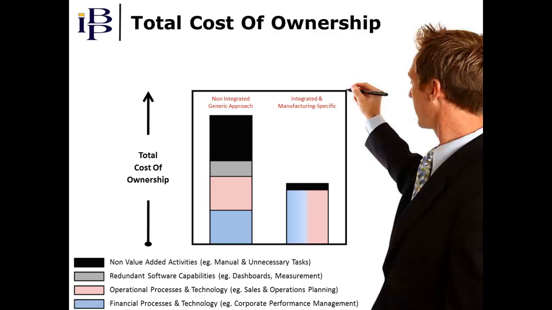Where integrated and manufacturing-specific tools can support both financial and operational processes, technology-related costs can be as much as 50% lower. What's more, the use of a single tool can eliminate many redundant and non-value-add activities that needlessly inflate the cost of planning and managing a business.